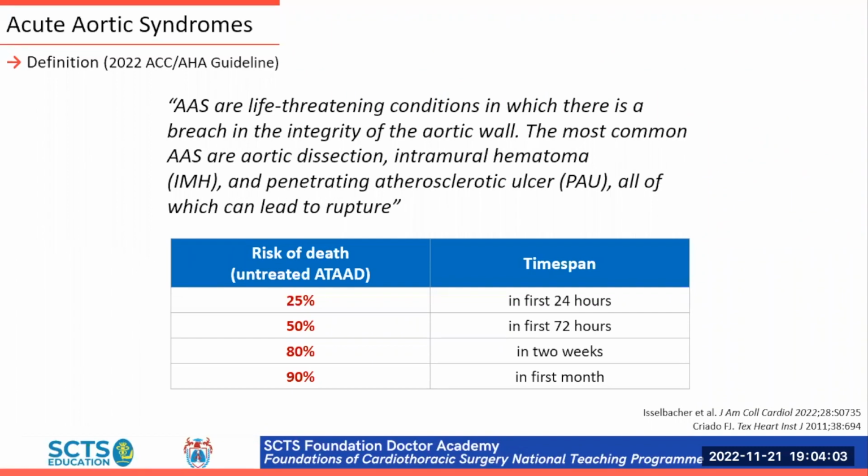And this is a key definition because understanding the anatomy of the aortic wall will also clarify the type of acute aortic syndrome. Below there is a quite famous table, originated from the IRAD study. You will see that if you don't treat an acute aortic syndrome, within 72 hours, 50% of the patients unfortunately die, and 80% of them die within 2 weeks.